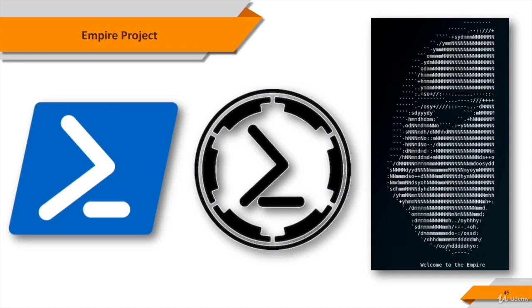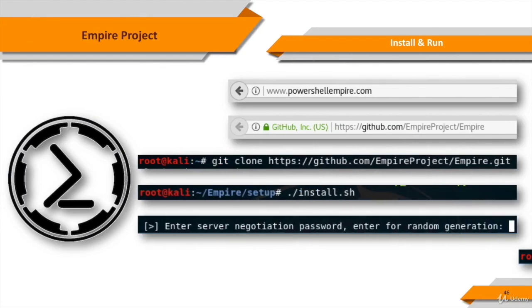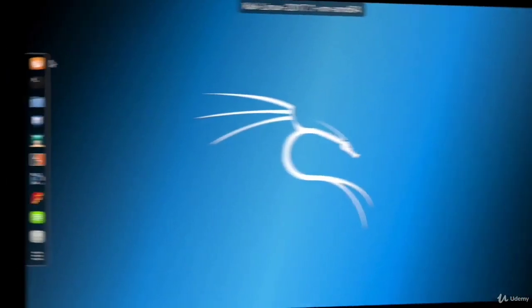What is the Empire Project? In their own words, Empire is a pure PowerShell post-exploitation agent built on cryptologically secure communications and a flexible architecture. Empire implements the ability to run PowerShell agents without needing powershell.exe. Rapidly deployable post-exploitation modules ranging from keyloggers to Mimikatz, and adaptable communications to evade network detection, all wrapped up in a usability-focused framework. Since the Empire project is not embedded into Kali, we need to download and install it.